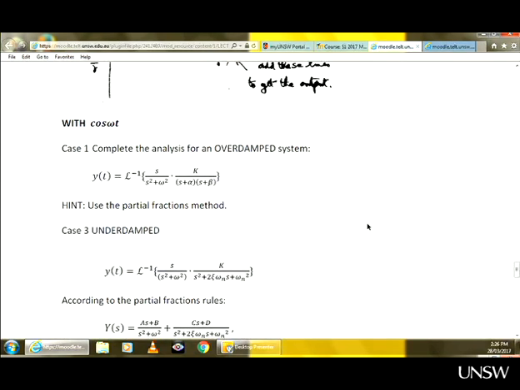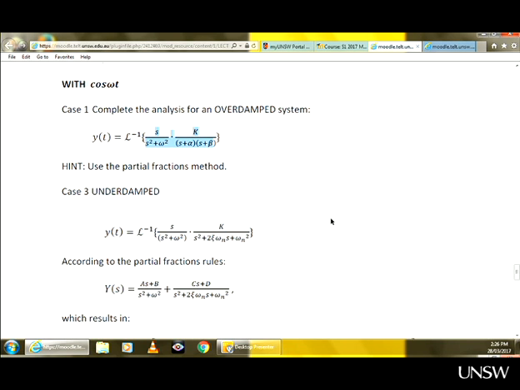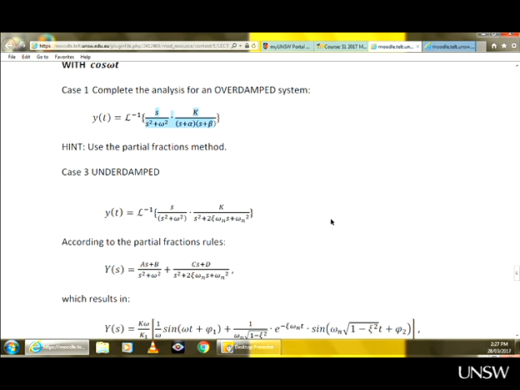Okay, now let's talk about some periodic functions being the input. As we said, we are going to use a cosine function, cosine omega t. If you have an overdamped system and you apply a cosine input, the output is going to be this. This does not exist in the tables. Use partial fractions and see what you get. We are not going to do this in this lecture, but you can try for practice.